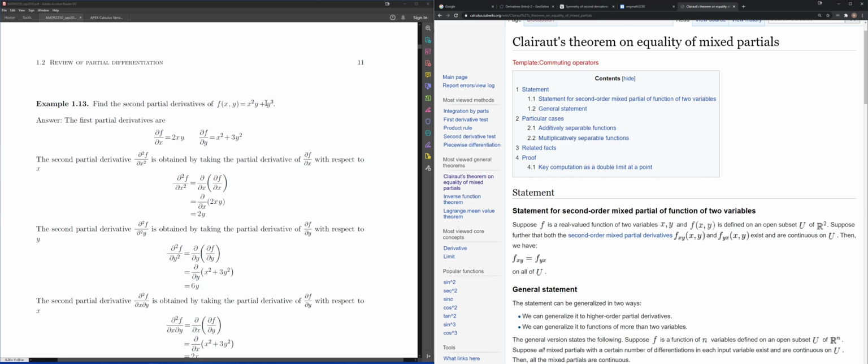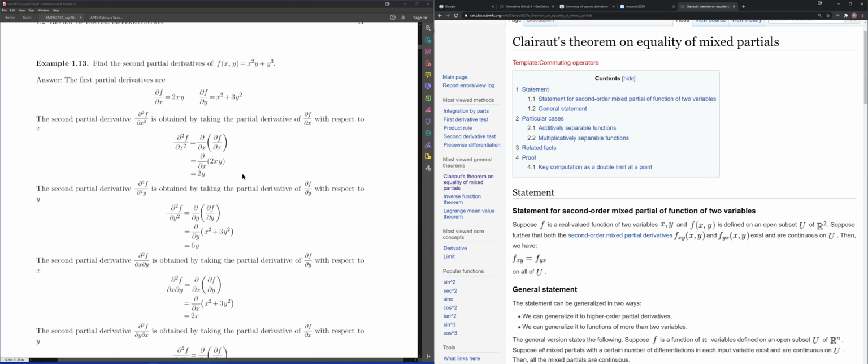And then I differentiate the y cubed to get 3y squared, right? And to get your second partial with respect to x, you differentiate with respect to x twice. You just take this here and differentiate it once again with respect to x. So you take 2xy, differentiate it with respect to x, and you're going to get 2y. So this is the second partial with respect to x.